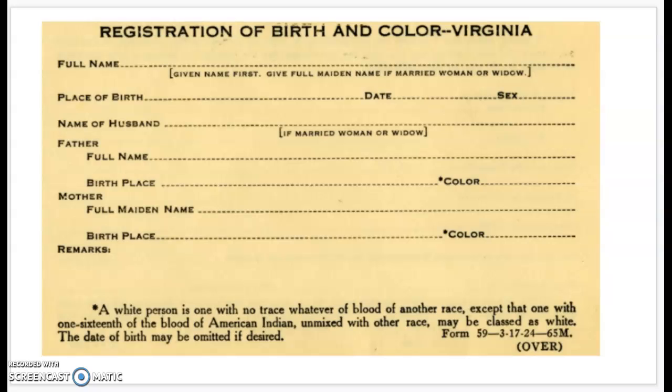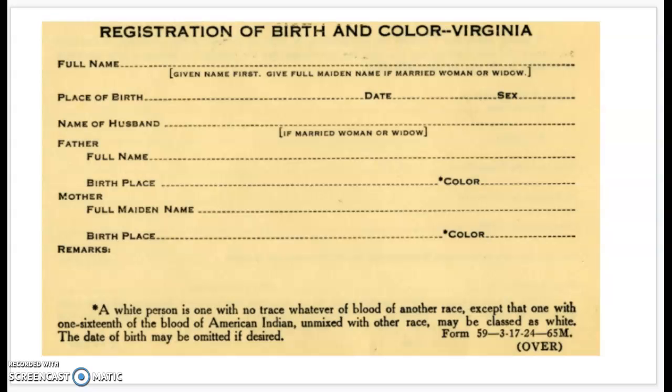That was the standard. Now, you're obviously not going to be traveling around necessarily with a registration of birth and color card. Many people didn't. The people who did have these, you would usually have your papers if you were free. You might carry something like this if you were traveling as a white servant of some kind.